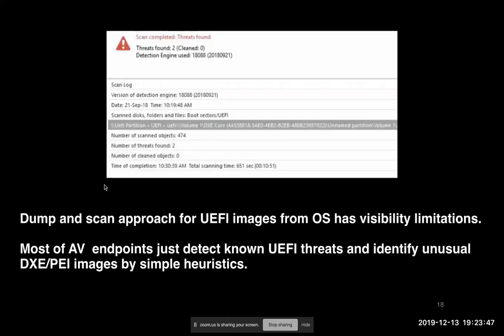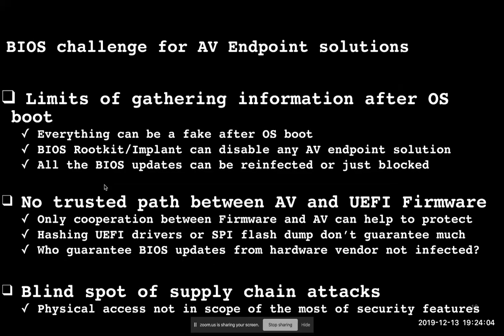Same thing with modern antiviruses. When they catch a threat, they say the threat is found, but you don't understand what the threat is about and what this malicious code is actually doing. We will try to fill this gap later in January 2020. But what are actually the most significant BIOS challenges for antivirus endpoint solutions?